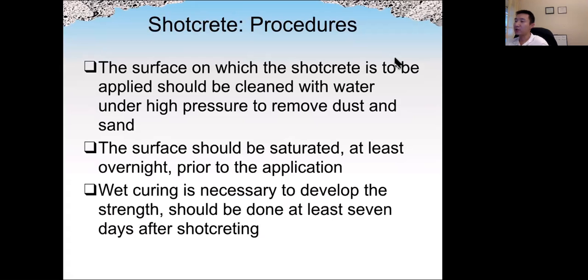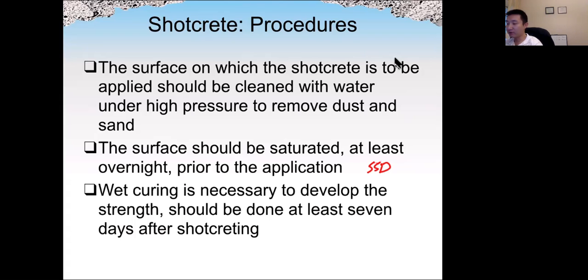Here shows the procedure when we apply the shotcrete. First of all, we need to clean the substrate. We use water at high pressure to remove the dust and sand from the substrate to ensure a good bond between the shotcrete and the existing structure. Secondly, the surface should be brought into saturated surface dry condition to make sure the substrate will not absorb moisture from the shotcrete, at least overnight before the application of the concrete.